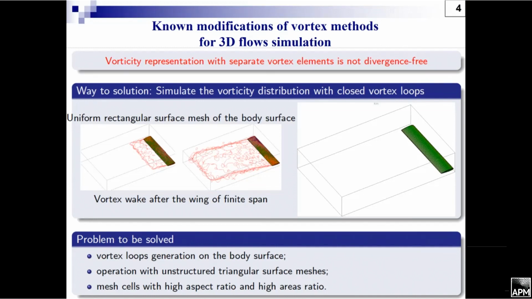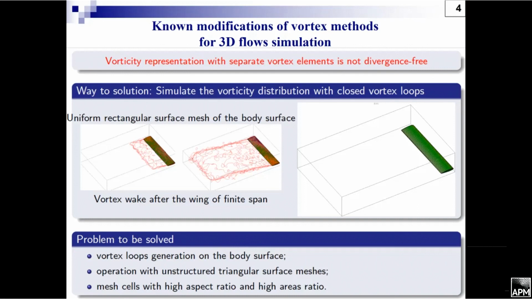So we suggest to consider the so-called closed vortex loop elements, when we consider vorticity to be represented as some, I can say, super element of closed vortex loop, maybe of very complicated shape, but it is closed. And if it is closed, we automatically satisfy the divergence free condition.